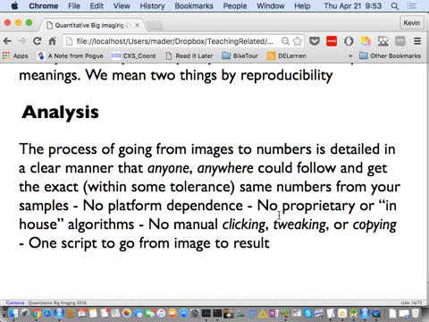Finally, there should be no manual clicking, tweaking, or copying. One of the projects that I observed during my PhD had results that all had to be copied and pasted from one tool into Excel. The person who did this shifted everything by one row, pasting it one row lower than it was supposed to be. The results of the study were completely wrong, and no one realized this until after the publication had already been submitted.